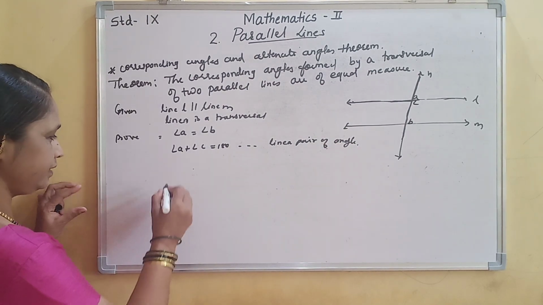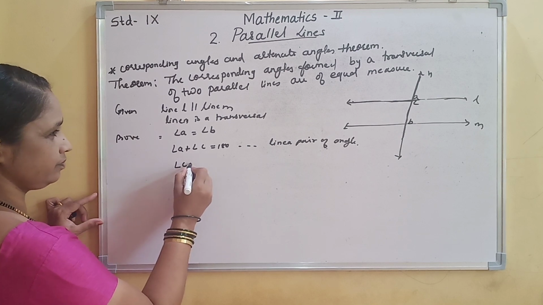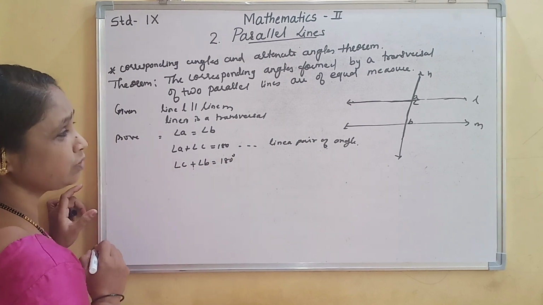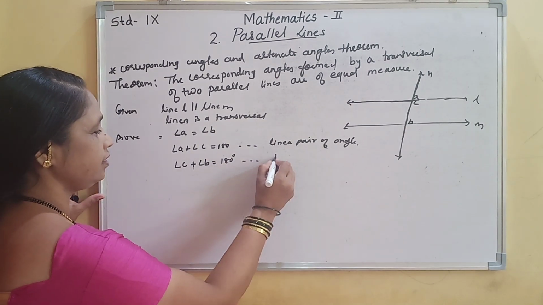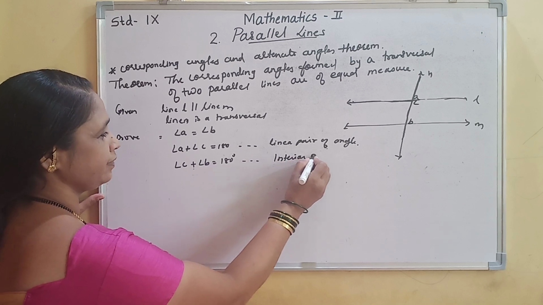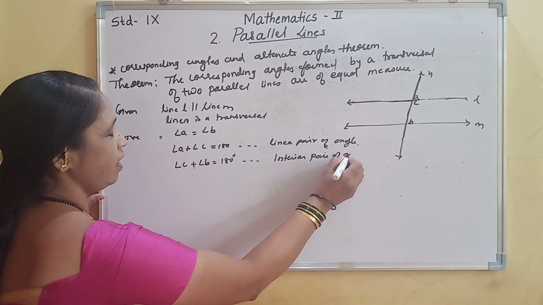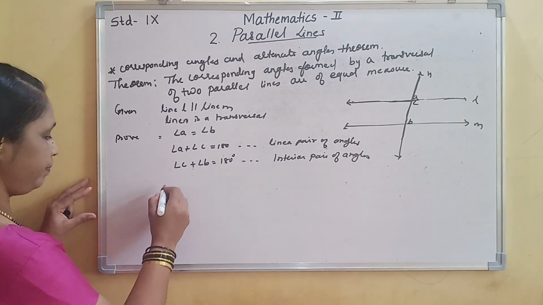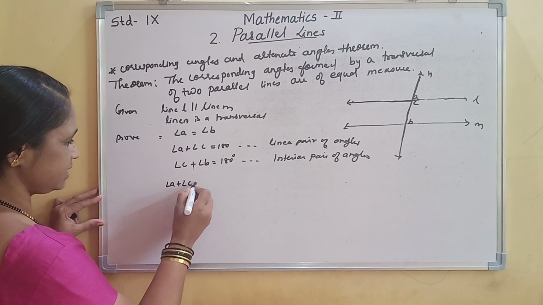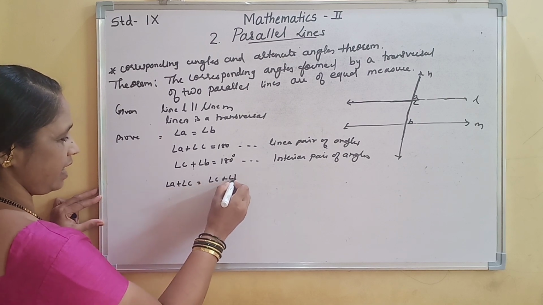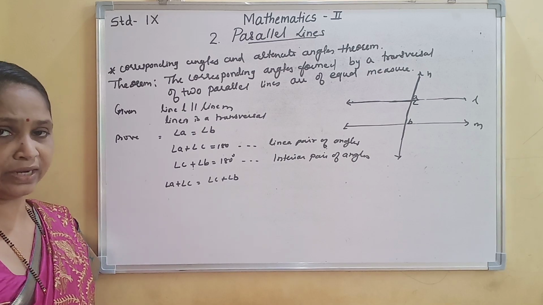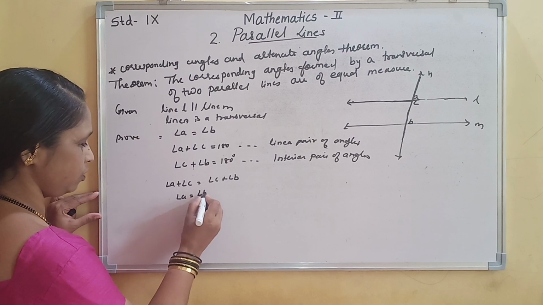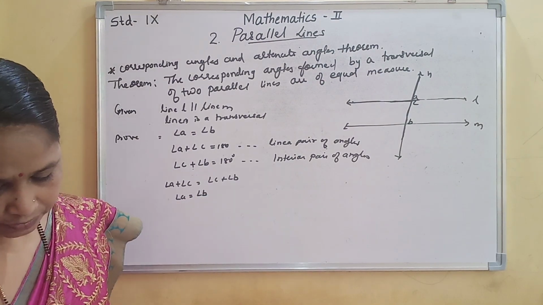Linear pair of angles, and angle C plus angle B is equal to 180 degrees. Now these are which type of angles? They are the interior pair of angles. Okay, now we will compare. Angle A plus angle C is equal to angle C plus angle B, because their sum is equal to 180 degrees. So if we compare this, what do we get? Angle A is equal to angle B. Okay, this we have proved.